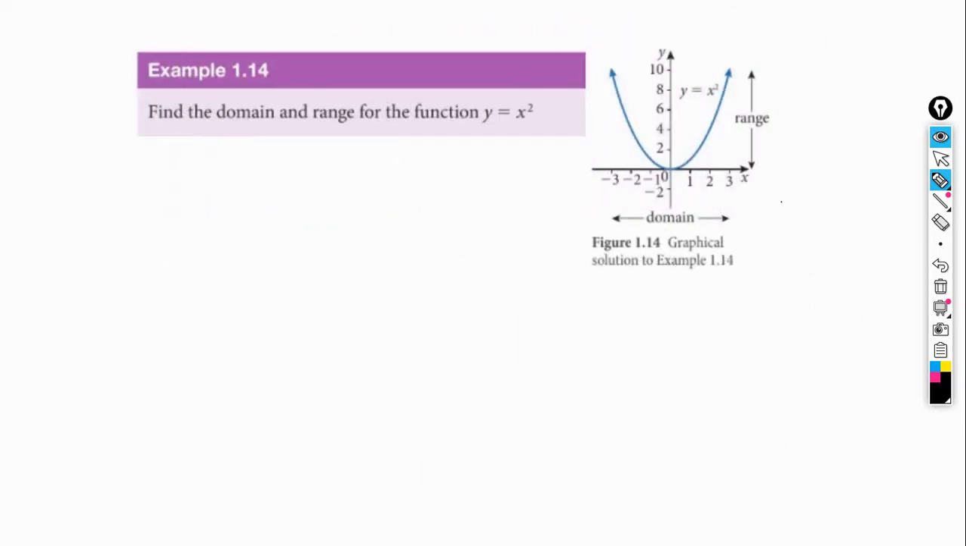So next we have example 1.14, and it says find the domain and range for the function y equals x squared. So first we're going to look at it algebraically. So what would be the domain for y equals x squared? Now what restrictions do we have here for x? We have none, right? There's no restriction. We can plug in anything and square it. That means that the domain is all real numbers.